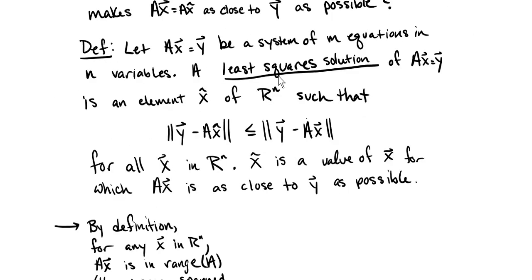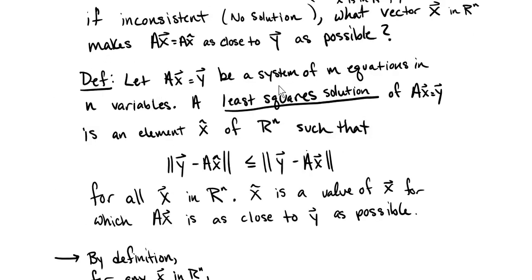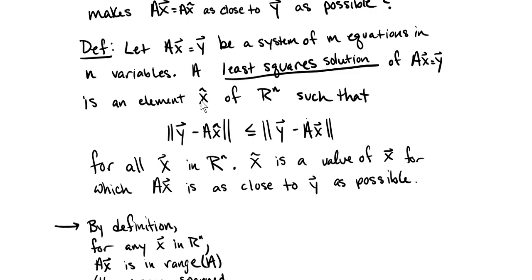So let's give this an actual definition here. Let AX equals Y be a system of M equations and N variables as described above. A least squares solution of that system AX equals Y is an element that we're going to call X hat, in Rn, such that the norm of Y minus AX hat, so the size of that difference vector, is less than or equal to the size of Y minus AX for any other vector X in Rn. So out of all the X's you could put here, this X hat makes it as small as possible.